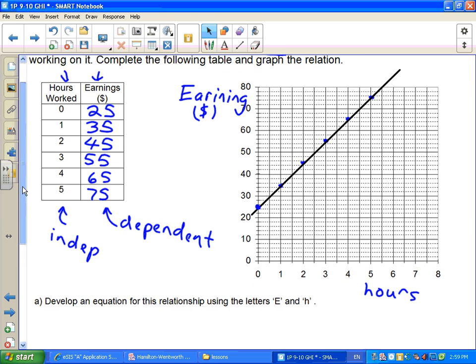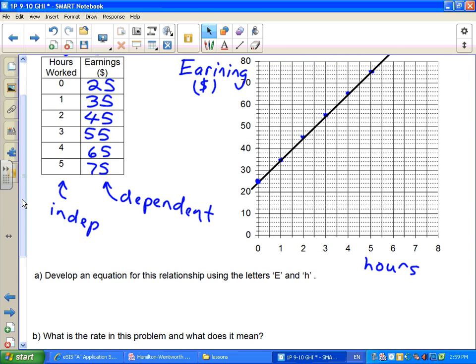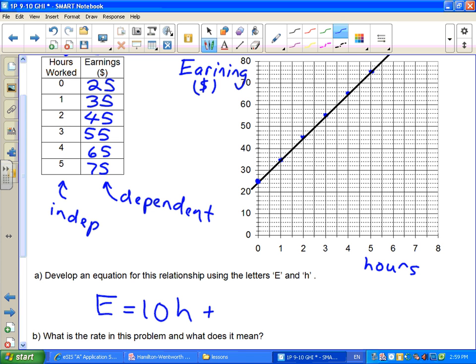Okay, now develop an equation for this relationship using the letters E and H. I figured out that earnings, which are going to be represented by E, depends on hours worked, which is H. So I want E equals something times H plus something else. Well, how did we figure out how much he earned? Well, we said that he earned $10 for each hour. So it was $10 times the number of hours plus that 25 that he had to pay no matter what. Okay? So we've got earnings is 10 times the number of hours plus $25.